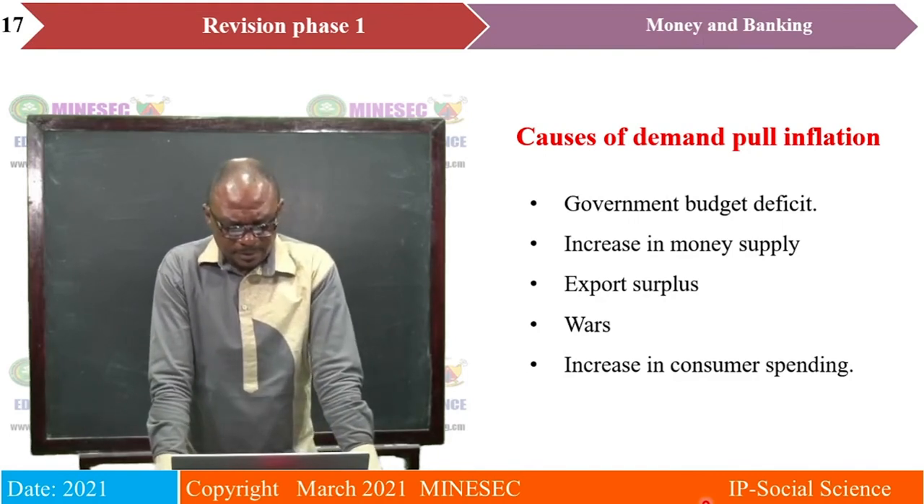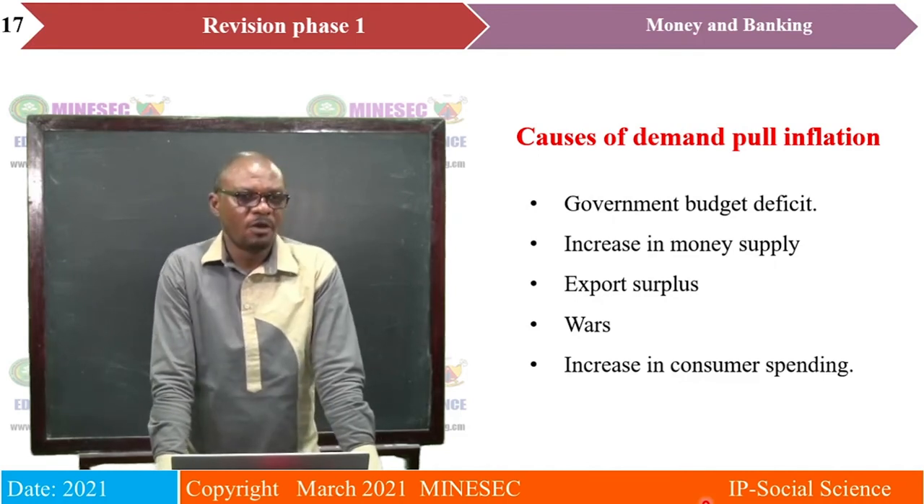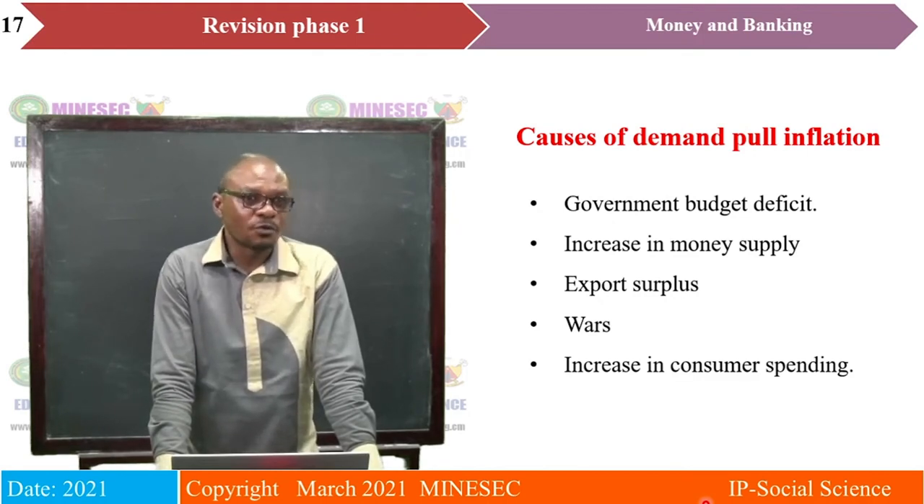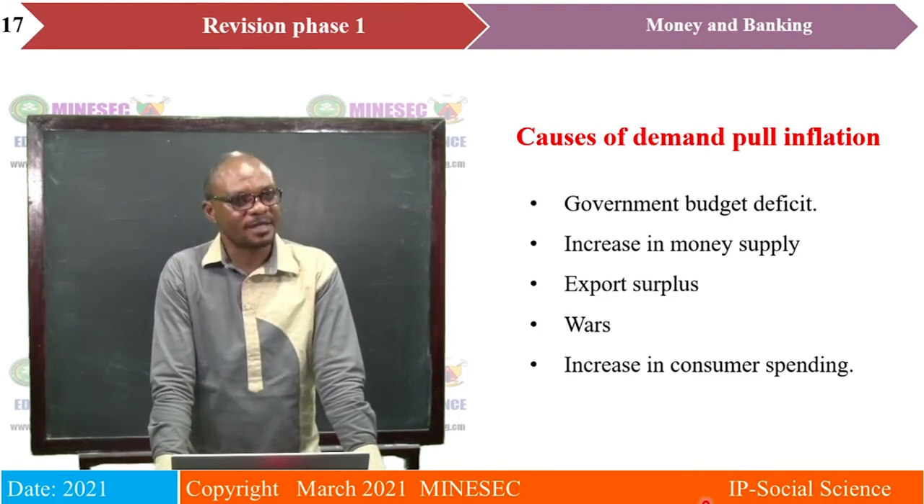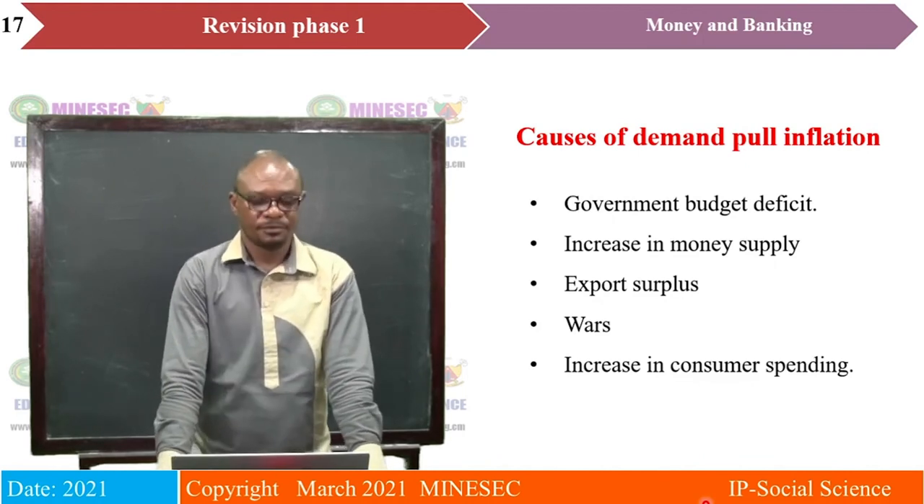Yes, sir. I was asked, please, how can we define export surplus? I just said that export surplus occurs when we export more than we import, such that the amount of goods that is remaining after export is not sufficient to meet domestic demand. In that case, we'll have much money from export, but the money will chase fewer goods, causing price level to rise. That is how export surplus will cause demand pull inflation.